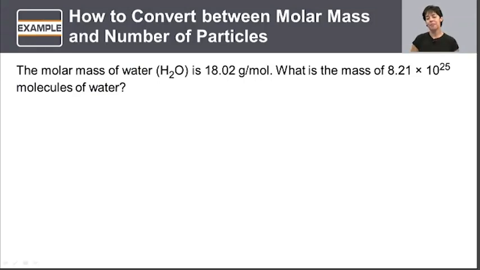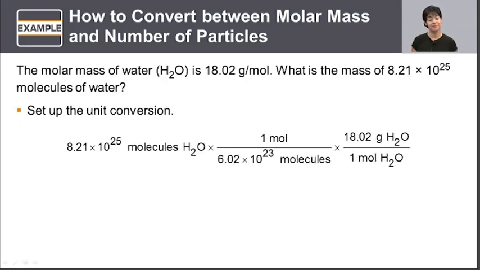Let's do another one. The molar mass of water is 18.02 grams per mole. So what's the mass then of 8.21 times 10 to the 25 molecules of water? Set up the unit conversion. Same process. We have 8.21 times 10 to the 25th molecules of water. And we know that 1 mole is 6.02 times 10 to the 23rd molecules. We have the 18.02 grams of water per mole of water.